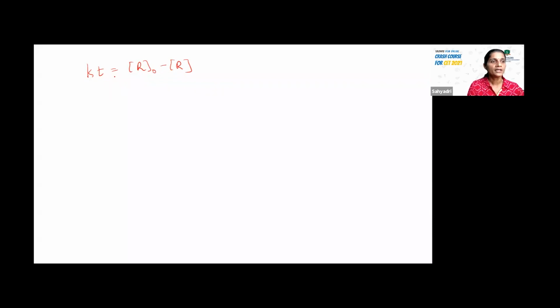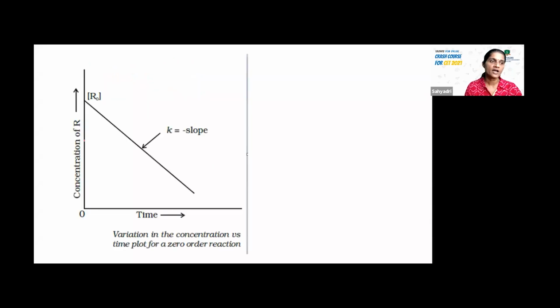Now T is variable, R is variable here, K and R naught are constant, right? So I can have two plots, that is R naught minus R versus T, or R versus T. When I take R to the left side, it becomes R equals R naught minus KT, right? We have the graph. Yeah, this is the graph.